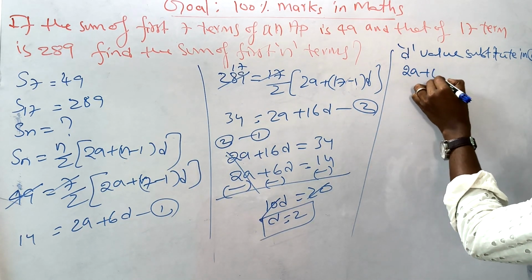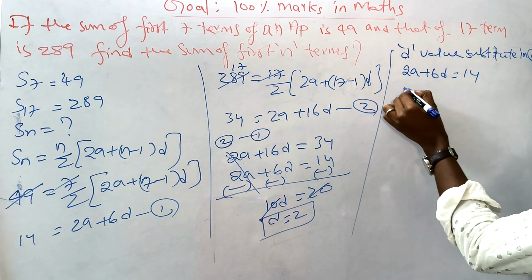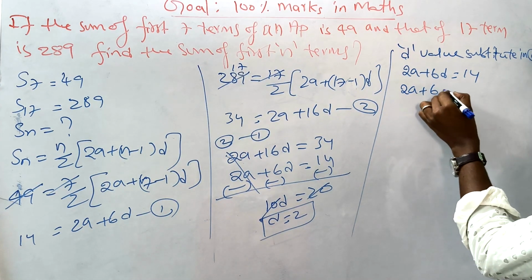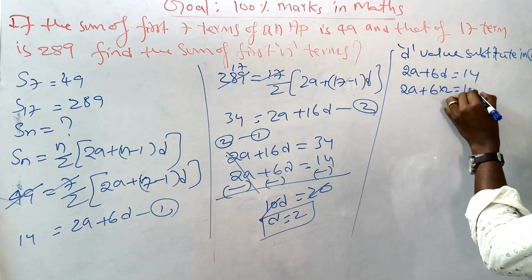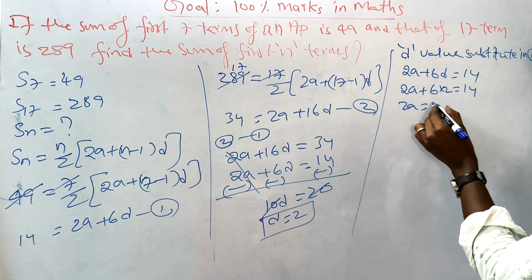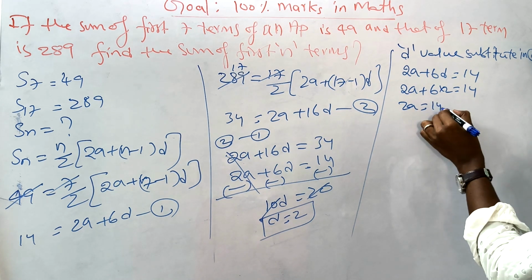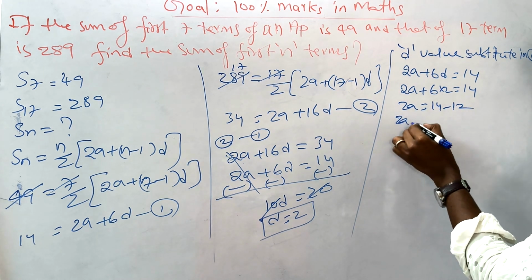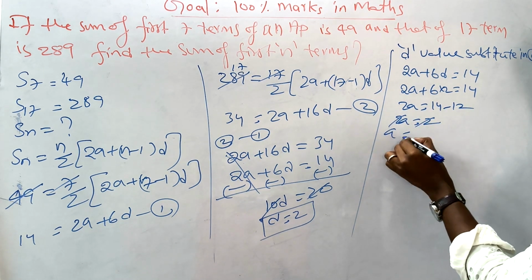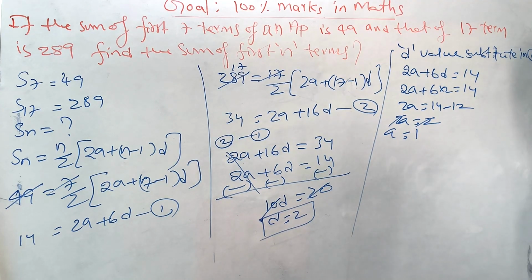See here, what is the first equation? 2a plus 6d is equal to 14. Now 2a plus 6 into d, which is 2, is equal to 14. From this, 2a is equal to 14 minus 12, so 2a is equal to 2. From this, a is equal to what? 1. a is equal to 1.